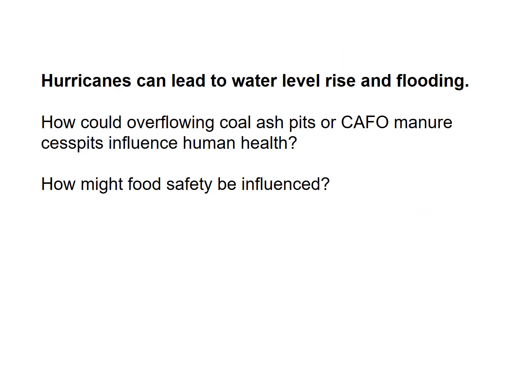As we go through some of these things, we realize that hurricanes can lead to water level rise and flooding. But how might these overflowing coal ash pits or the CAFO cesspits from the manure influence our health? And how might food safety be influenced? So think about these things. This is just an example. You can imagine that many other disasters are going to have similar but different impacts.